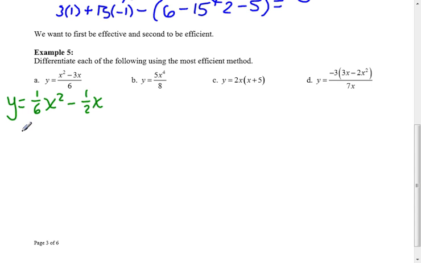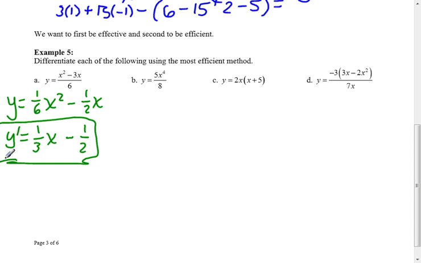Alright, so 2 times 1/6, we're talking about y prime here, would be 1/3. Oh, okay, y prime equals 1/3 x minus 1/2. Done. I think that's a lot easier than trying to do the quotient rule. Alright, same thing here. That's just simply y equals 5/8 x to the 4th. I wouldn't do the quotient rule there. Alright, so 4 times 5/8 is going to give us 5/2. So y prime, in this case, equals 5/2 x to the 3rd.